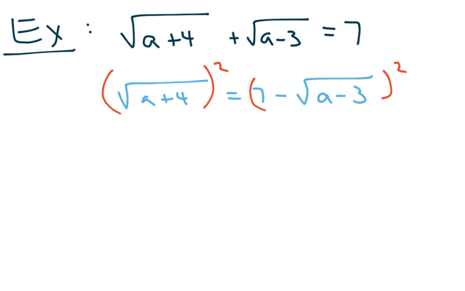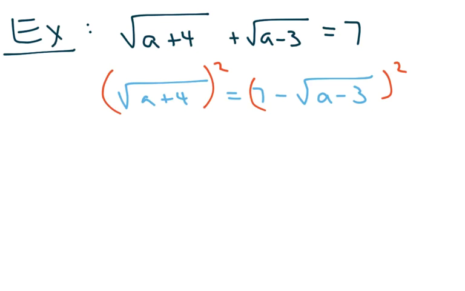So I'm going to get 49 minus 7, the square root of a minus 3, minus 7, the square root of a minus 3, plus those two square roots, when I multiply them together, it's like squaring, because the square root of a minus 3 times the square root of a minus 3 is the square root of a minus 3 squared.